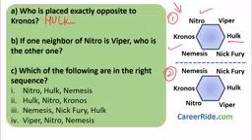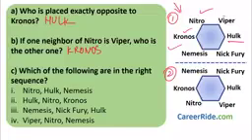Here also Kronos, Hulk. If one neighbor of Nitro is Viper, who is the other one? Nitro. One neighbor is Viper, other is Kronos. So we have Kronos.